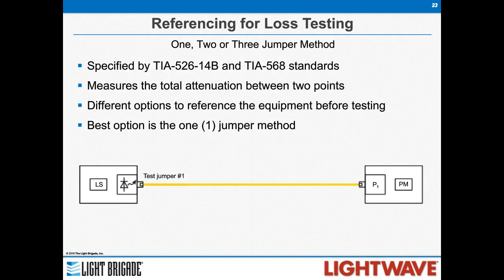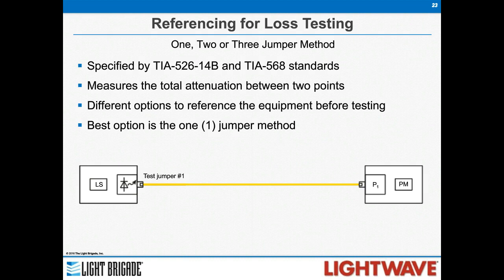So standards tell us that to measure the loss from point A to point B, we have three options in the standards. A test reference method, A, B, and C is how it's been referred to in the past. Now we talk about them as one jumper, two jumper, and three jumper reference methods. If we're going to focus on best practices, then we need to focus on the one jumper method. This is the best, most accurate, most repeatable way to test for loss. It's quite simple, but most people do a two jumper and it's not nearly as accurate and repeatable.